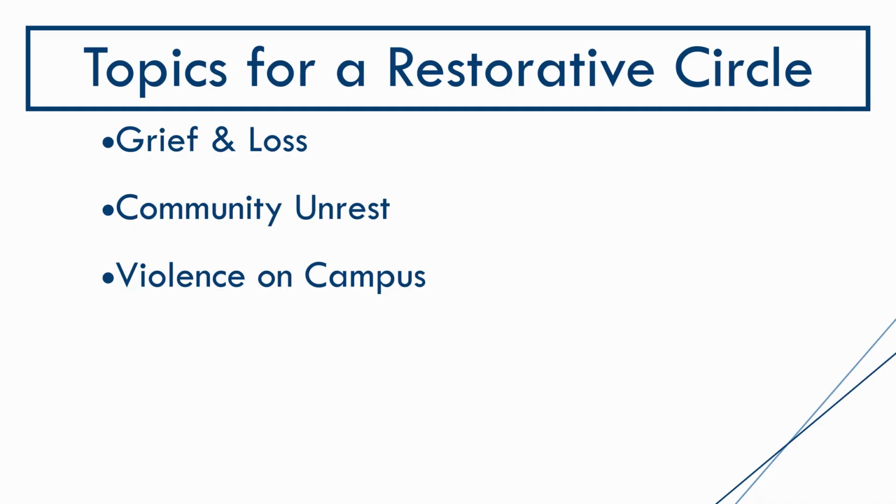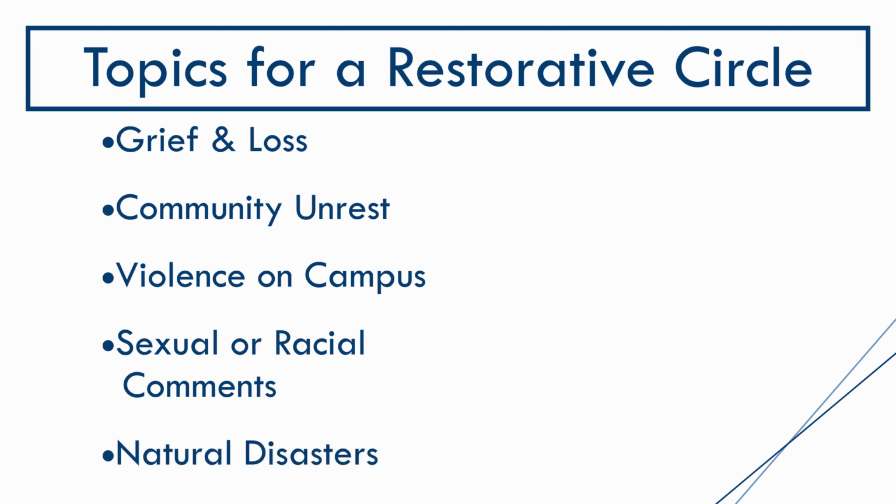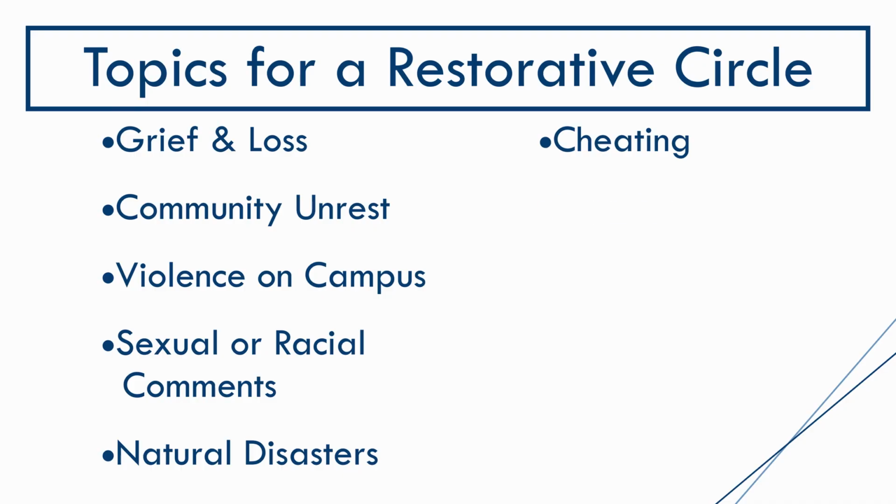We were able to prevent them from taking to the streets by engaging in meaningful dialogue. We can hold circles to talk about violence on campus or in the community. Maybe we need to address issues of widespread sexual or racial comments being made. In California, we needed to use circles to help us process and welcome students back after natural disasters like wildfires and earthquakes.